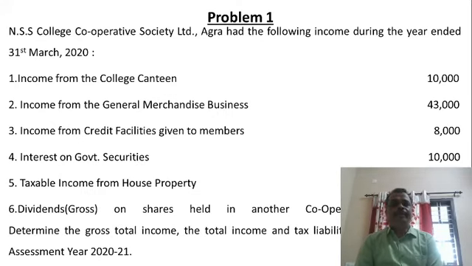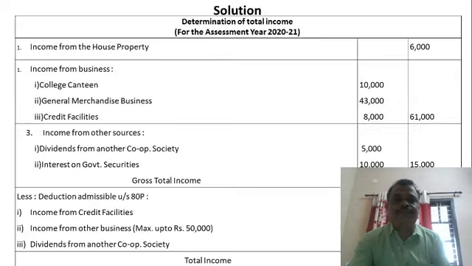First problem. NSS College Cooperative Society Limited, Agra, had the following income during the year ended 31st March 2020. Income from the college canteen 10,000. Income from the general mercantile business 43,000. Income from credit facilities given to members 8,000. Interest on government securities 10,000. Taxable income from house property 6,000. Dividend (gross) on shares held in another cooperative society 5,000. Determine the gross total income, the total income and tax liability of the society for the assessment year 2020-21.